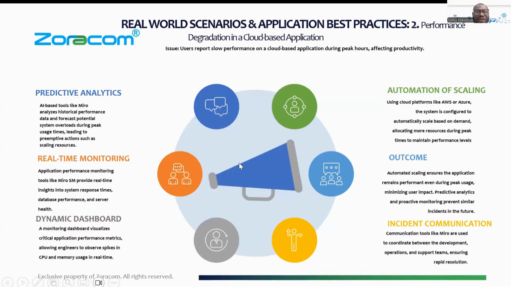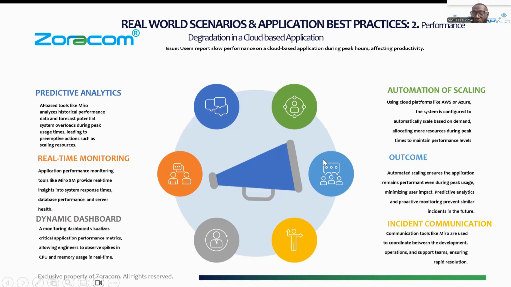And the second real-world scenario, like I earlier said, I'm just going to read out the steps for want of time. When you have a performance degradation, by degradation we mean reduction in quality in a cloud-based application. The first step is predictive analytics, to real-time monitoring, to creation of a dynamic dashboard, to automation of scaling, the fourth strategy here, and finally the outcome and the incident communication, where the communication tools like Miro are used to coordinate between the development, operations and the support teams, ensuring rapid resolution.